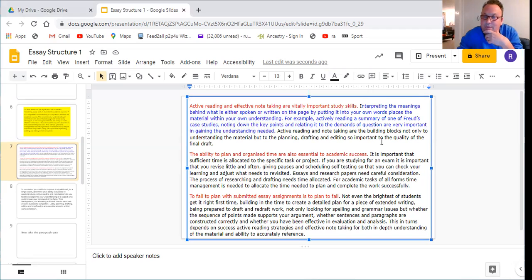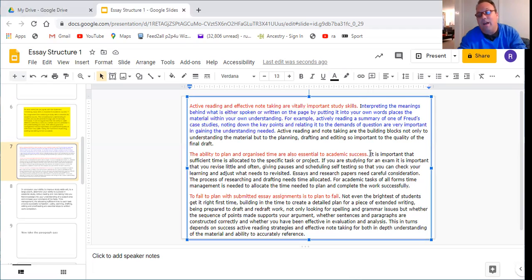So here it says, after the topic sentence of active reading and effective note taking are vitally important study skills, it says interpreting the meanings behind what is either spoken or written on the page by putting it into your own words places the material within your own understanding. For example, actively reading a summary of one of Freud's case studies, noting down the key points and relating it to the demands of the question are very important in gaining understanding. Okay, so examples, breaking down what is meant, explanation, analysis is what is contained within that.